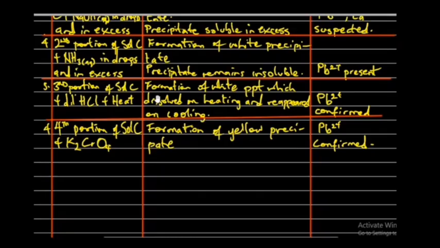We also checked again, and we had lead. We reacted the substance with potassium tetrahydrochromate, and we discovered the formation of a yellow precipitate, and this is also another confirmatory test for lead. So these are the tests that we carried out on sample C.